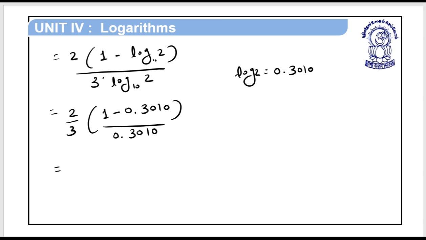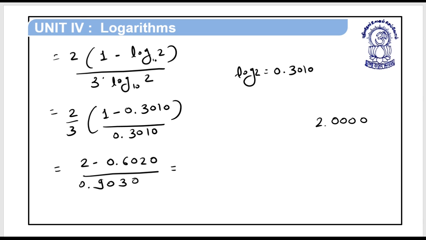Here 1 into 2, 2 minus 0.6020. 0.3010 multiplied by 2 is 0.6020, and multiplied by 3 is 0.9030. So 2 minus 0.6020 is 1.3980.